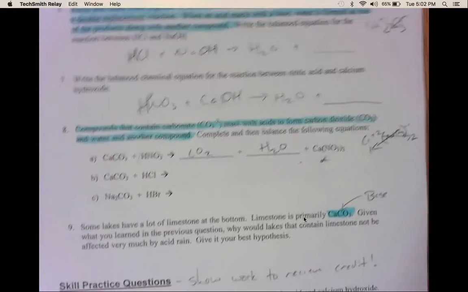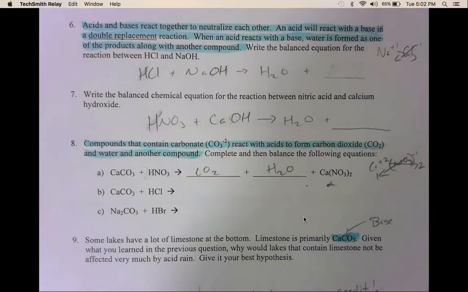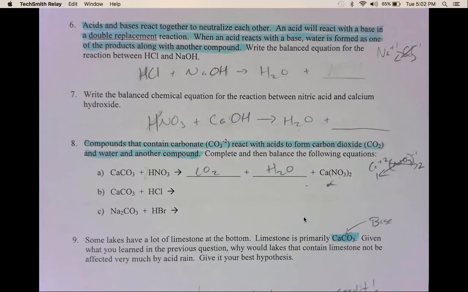Question six is pretty important. It gives you a lot of information, so I ended up highlighting most of it. The first sentence is a little bit of a refresher. It reminds us that acids and bases react together and they neutralize each other. Now comes some of the new stuff. An acid will react with a base in a double replacement reaction. When an acid reacts with a base, water is always one of the products formed.